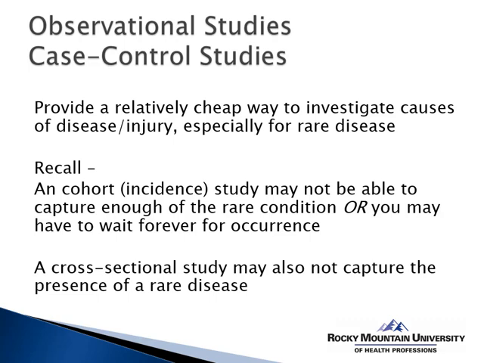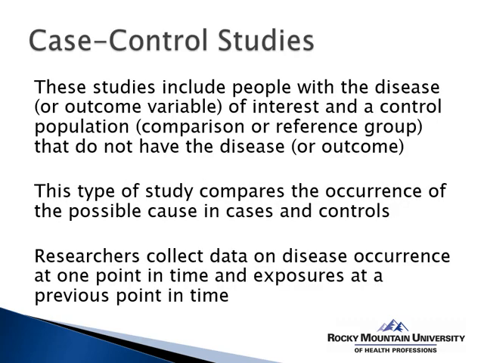Okay? So, case control studies provide a relatively cheap way to investigate causes of disease or injury, especially rare diseases. If you recall, in a cohort study, you may not be able to capture enough people that have a rare condition, or you may have to wait forever for an occurrence to occur. If you don't have the money of a Framingham study, but you want to know what the risks are for a particular cancer, then a case control study is your way. Also, a cross-sectional study may not help you capture the presence of a rare disease. And again, cross-sectional are only weak evidence for causality.